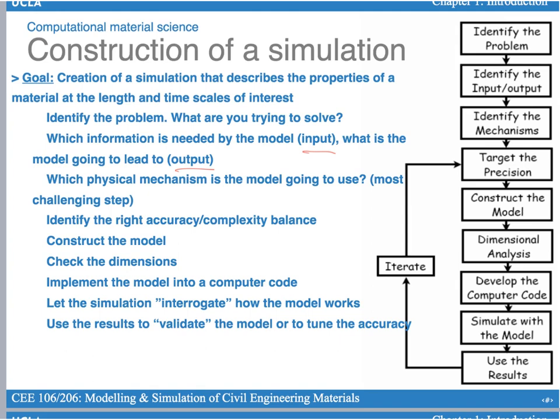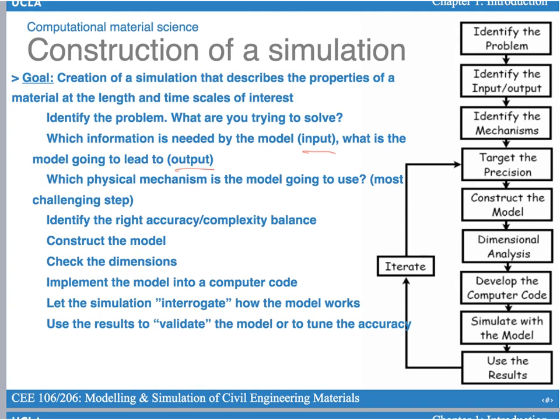Then once you have identified the input, for example, the temperature, pressure, material composition, etc., and the output, which is, for example, let's say you want to predict the stiffness, the Young's modulus of a given glass as a function of temperature, pressure, glass composition, etc., then you need to choose which theory you are going to use. What is the physical mechanism? How are you going to model your system?